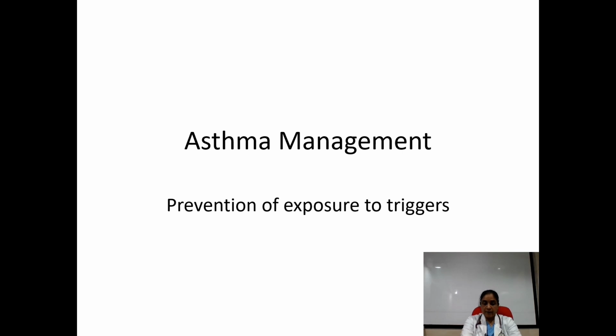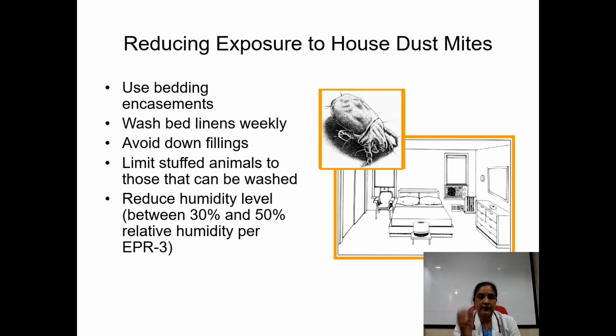Now coming to the initial part of asthma management, which is prevention of exposure to triggers. The first and foremost thing you should know is how do they live? What are the factors in their house which can be causing the asthma? You should spend some time with your patient, talking to them and educating them about the preventive measures. So tell them to use bedding encasements, or ask them to wash bed linens weekly, avoid down feathers, and limit the stuffed animals, which are always loved by all children, to only the washable ones.